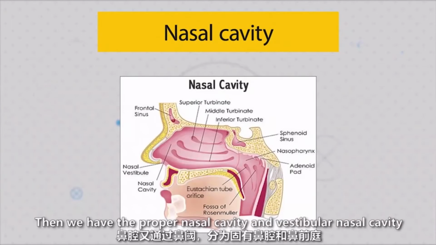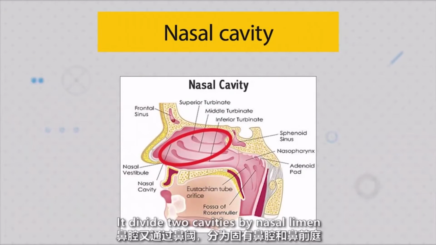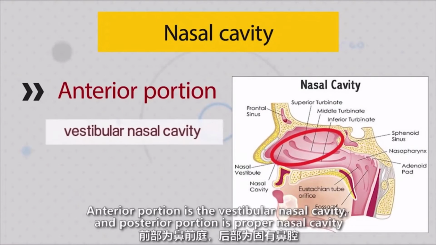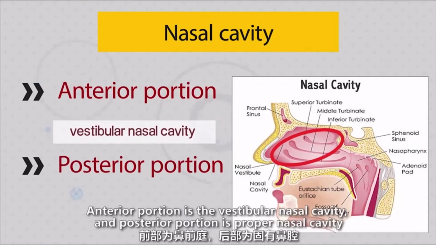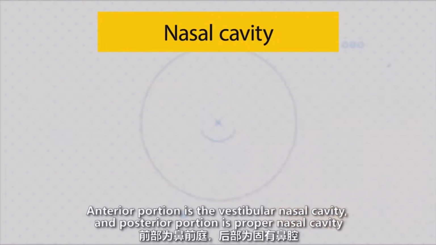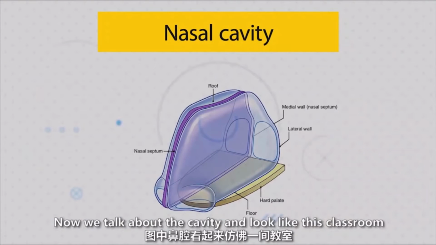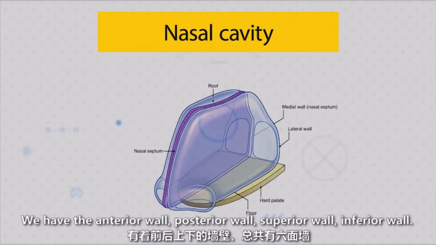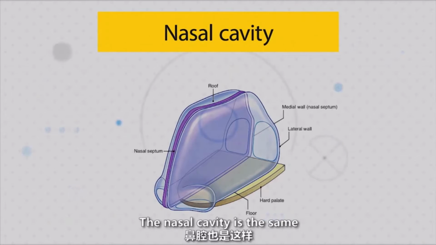Then we have the proper nasal cavity and the vestibule of the nasal cavity. So we divide it into two cavities. The anterior portion is the vestibule and the posterior portion is the proper nasal cavity. When we talk about a cavity, think of this classroom. We have the anterior wall, posterior wall, superior wall, inferior wall, totally 6 walls. The nasal cavity is the same.